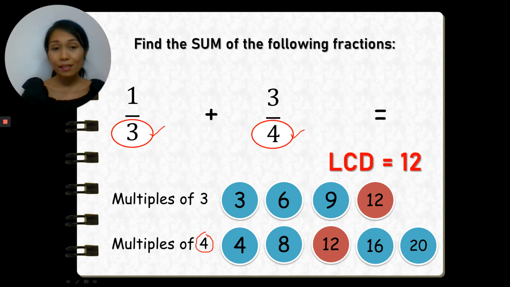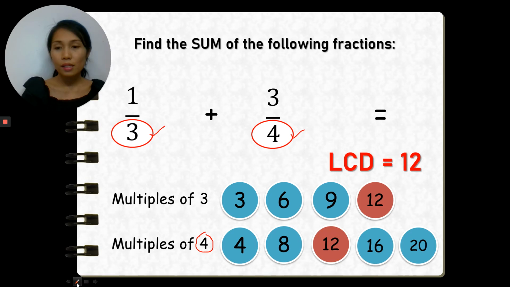Okay, that is the LCD, least common multiple if it's not a fraction. But since we are dealing with fractions, then instead of multiple, we use denominator. So lowest common denominator. So that's the LCD. All right, so this 12 will be the denominator of our new fractions.